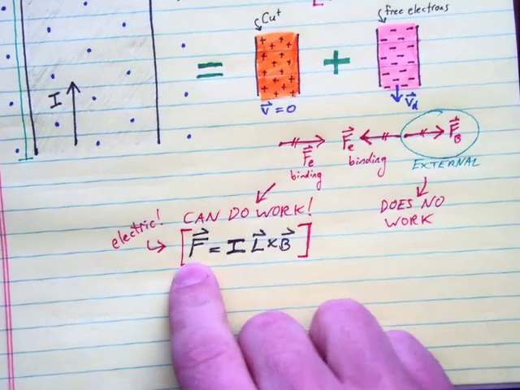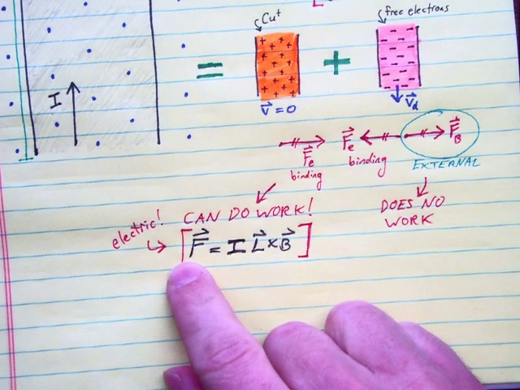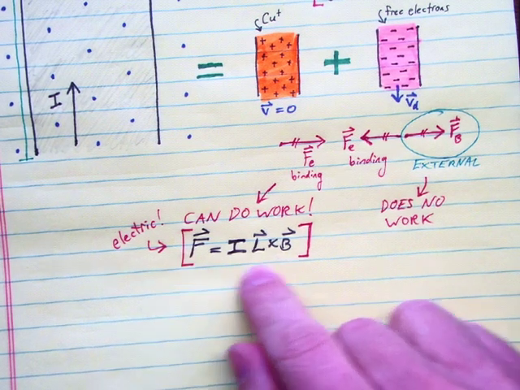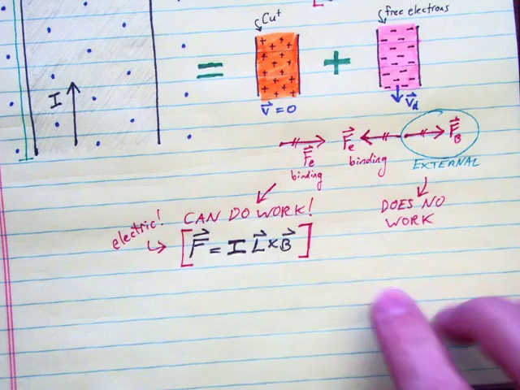This electric force on a current carrying wire will push the wire around and do work and add energy to it and speed it up and slow it down. Let's look at some examples next.